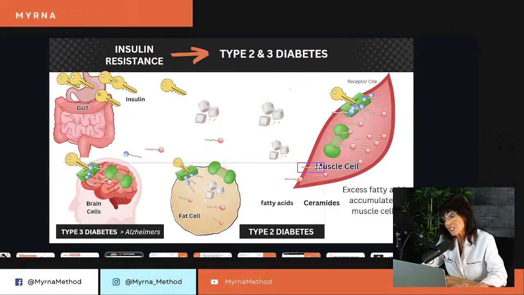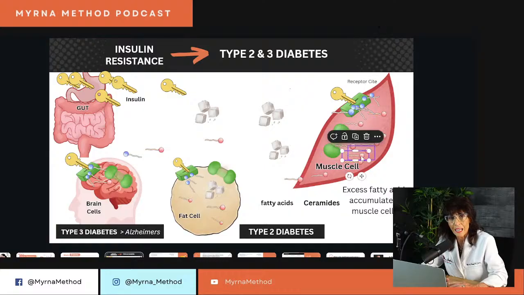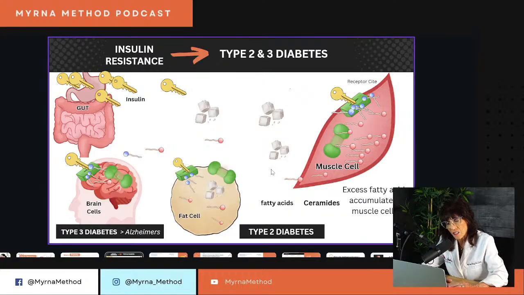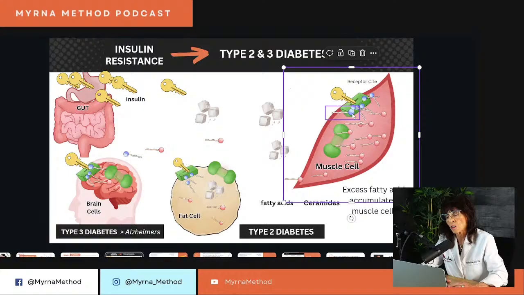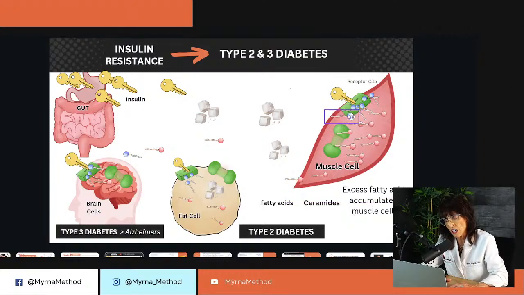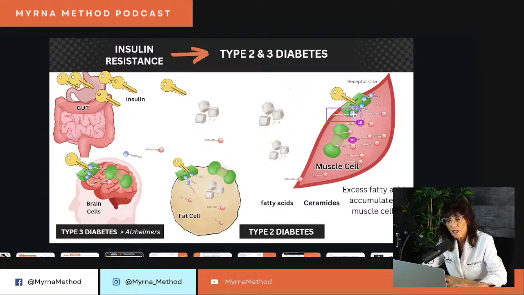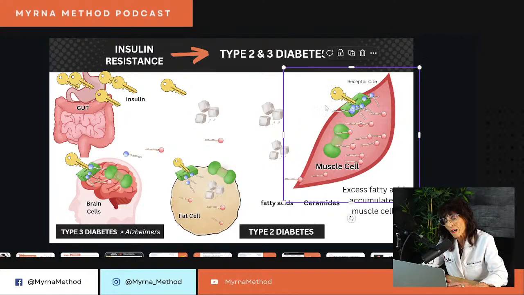And these fatty acids get into circulation and accumulate in non-fat tissue. A fat cell is a fat tissue, but a muscle cell is not. These fatty acids begin to accumulate in non-fat tissues that are not designed for a lot of excess fatty acids, and they differentiate and become a type of fat called a ceramide. They actually change their structure. These ceramides are then the fats that are responsible for getting up into that receptor, not just in muscle cells, but also in brain cells.